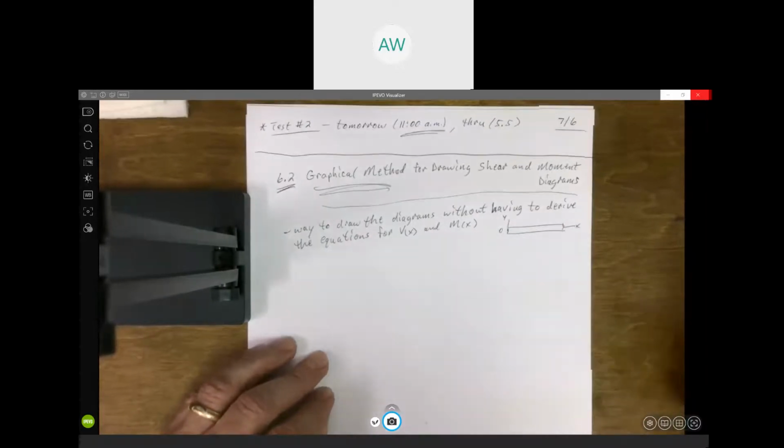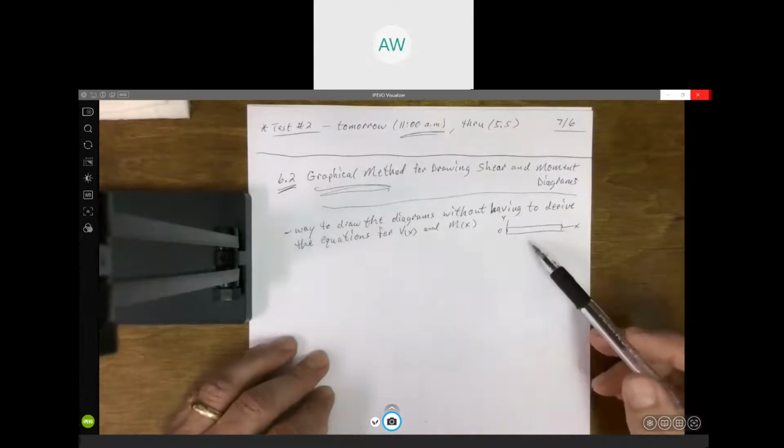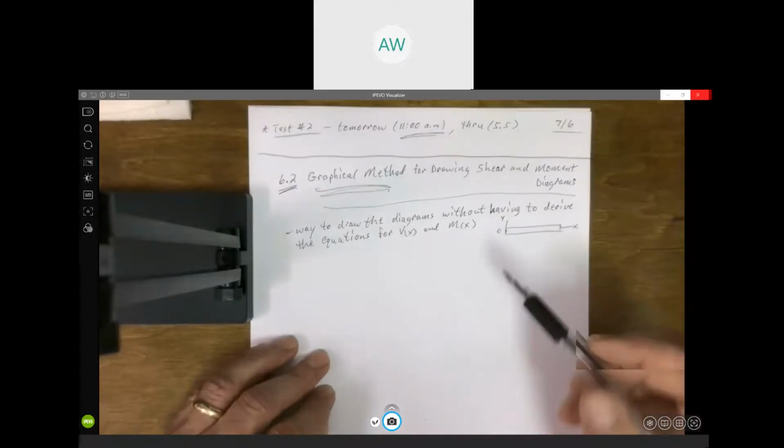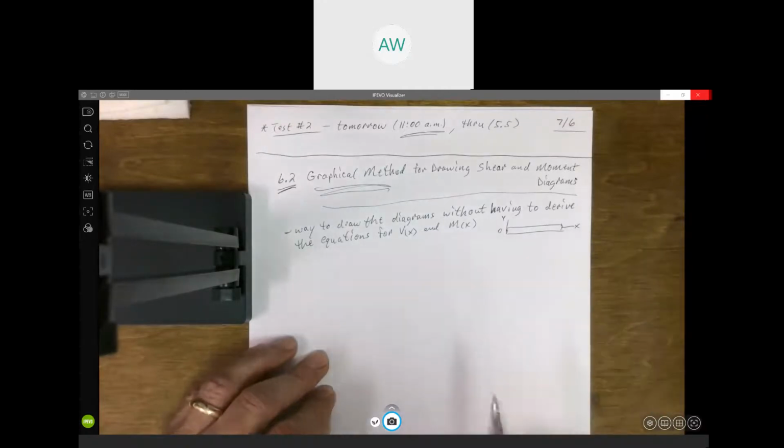Now, it is important that you know how to find those equations. That's why we spent that day before our break going through it. You'll see later when we start talking about beam deflections, how much this beam is going to deform, we're going to need the equation. So you'll have to be able to do it eventually, but you don't actually have to calculate those equations to draw the diagram.